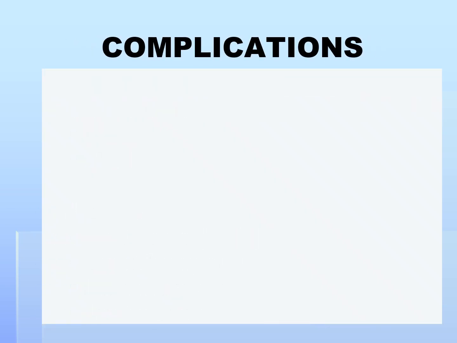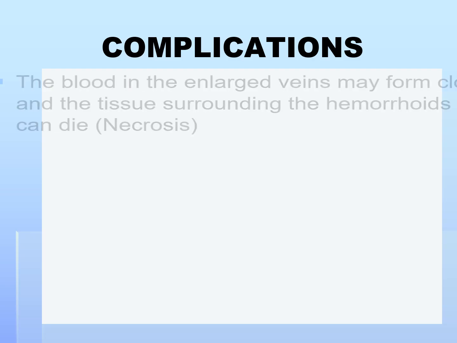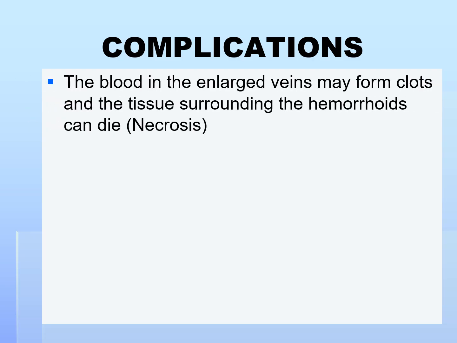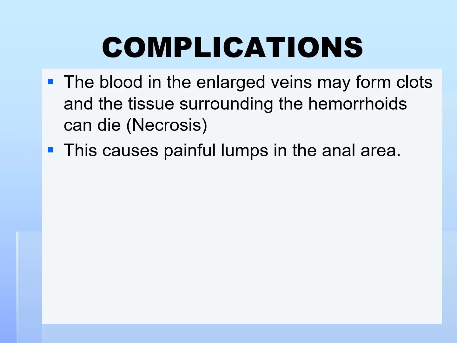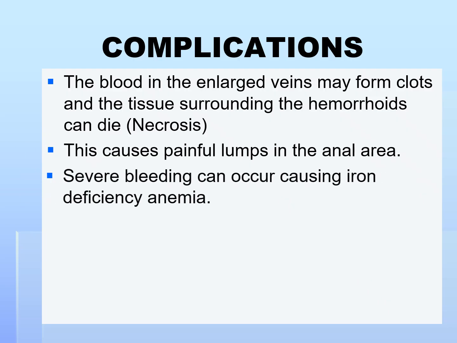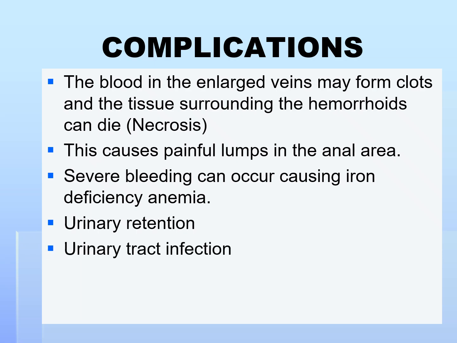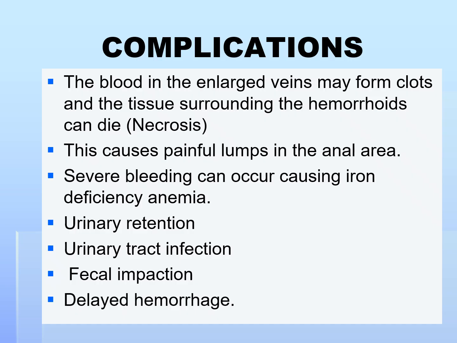Hemorrhoids can lead to several complications: thrombosis, that is painful lumps; tissue necrosis, where surrounding tissue may die, leading to severe pain; severe bleeding that can result in iron deficiency anemia; urinary problems, that is retention of urine or urinary tract infection; and fecal impaction and delayed hemorrhage, that is a chronic issue from prolonged hemorrhoids. Early recognition and management help prevent these complications.